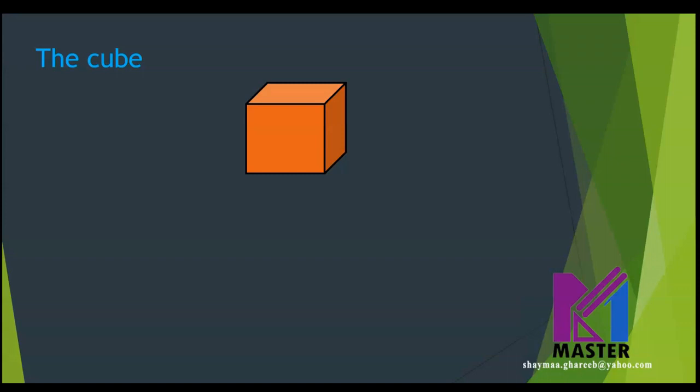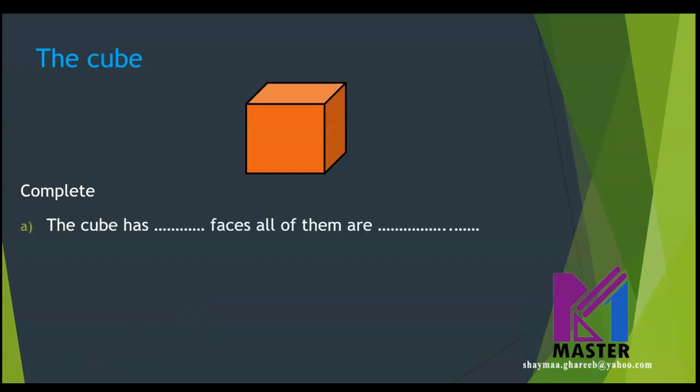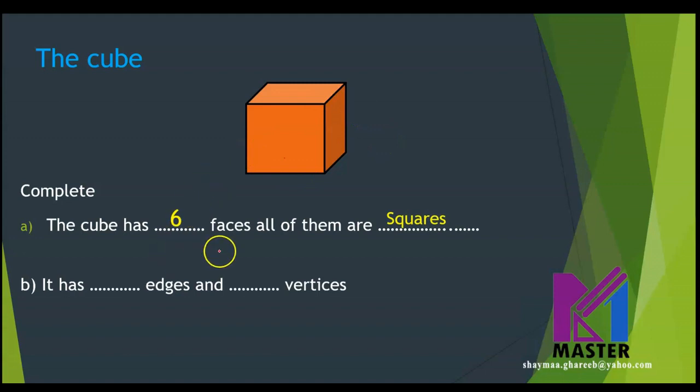First, let's revise some important properties about the cube. Here it is. This is a cube. Let's complete these sentences. The cube has how many faces? Do you remember? How many faces does the cube have? This is a face. So this is 1. So all the faces in the cube are 6 faces. What is the shape of this face? In the cube, all faces are squares. So the cube has 6 faces and all of them are squares.